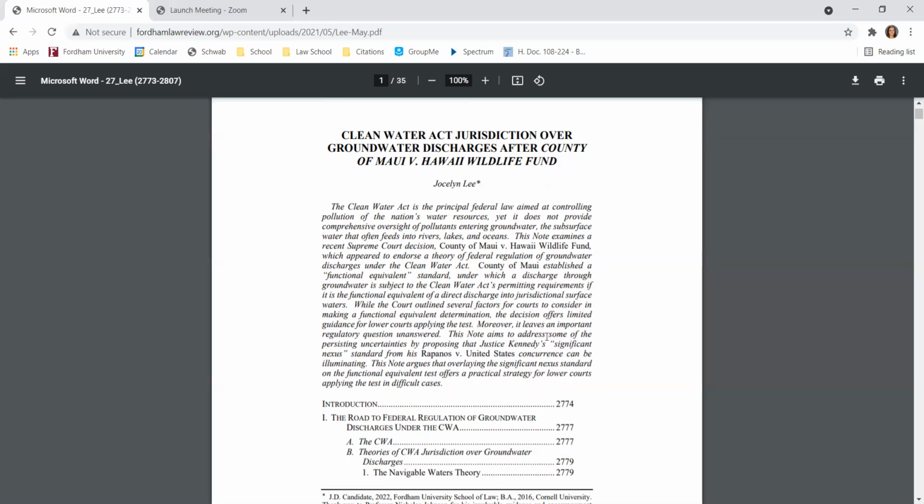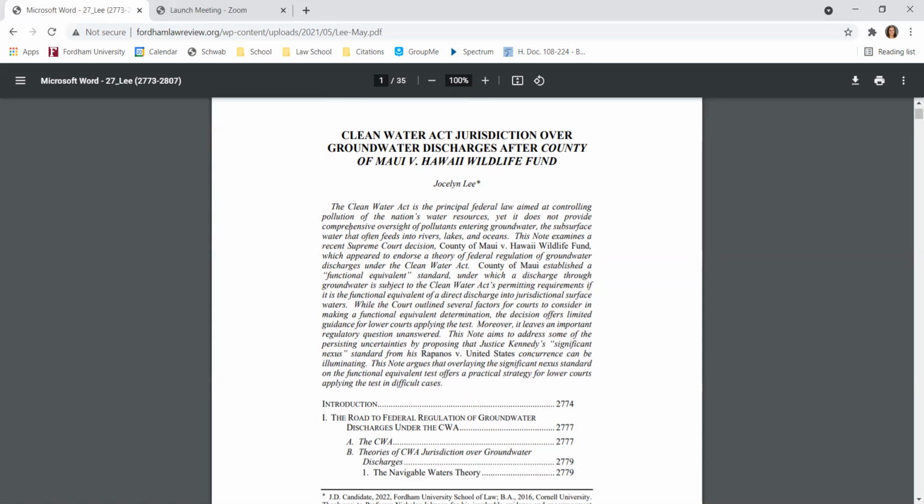This note aims to address some of the persisting uncertainties by proposing that Justice Kennedy's significant nexus standard from his Rapanos versus United States concurrence can be illuminating. This note argues that overlapping the significant nexus standard on the functional equivalent test offers a practical strategy for lower courts applying the test in difficult cases.